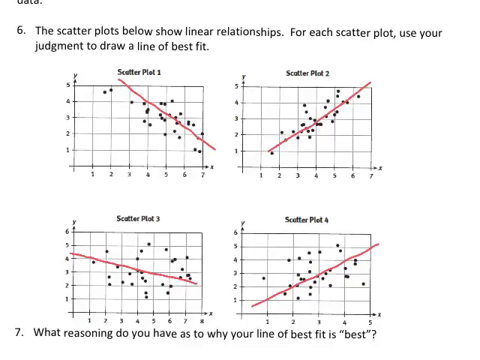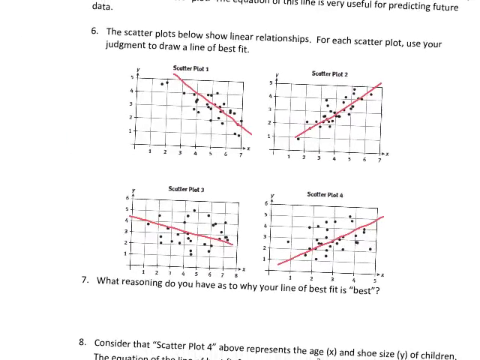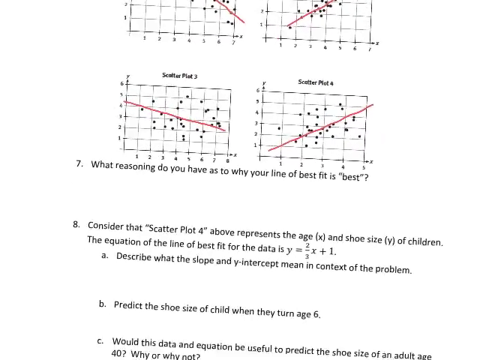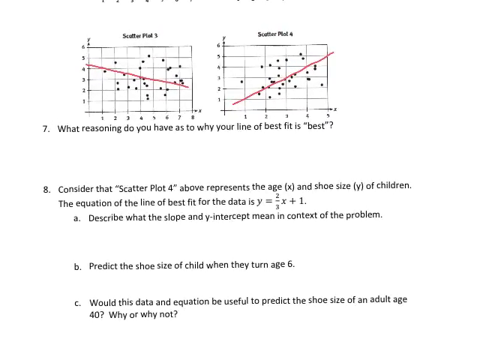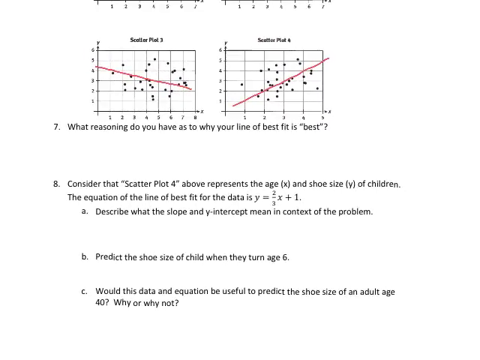Okay, so we talked about reasoning of where to draw our line of best fit. Let's go ahead and look at 8 together. It says consider scatter plot 4. It gives us the equation of the line of best fit. So again, when we plug this stuff into Desmos, Desmos will spit out some numbers that will allow us to write the equation of the line of best fit. What you have to be able to do is interpret it.